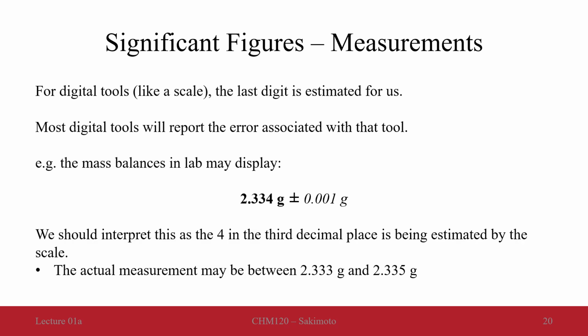What this means and how we interpret this is that the scale itself measured 2.334 grams and is estimating this to plus or minus 0.001. This scale is estimating that the actual measurement fell somewhere between 2.333 and 2.335. Again, these sig figs and this final estimated digit tell us the range of values that the actual measurement lies in. We're always representing that these tools are imperfect. Sometimes they're slightly high, sometimes they're slightly low, and we give this range to represent how precise, how confident we are in these measurements.